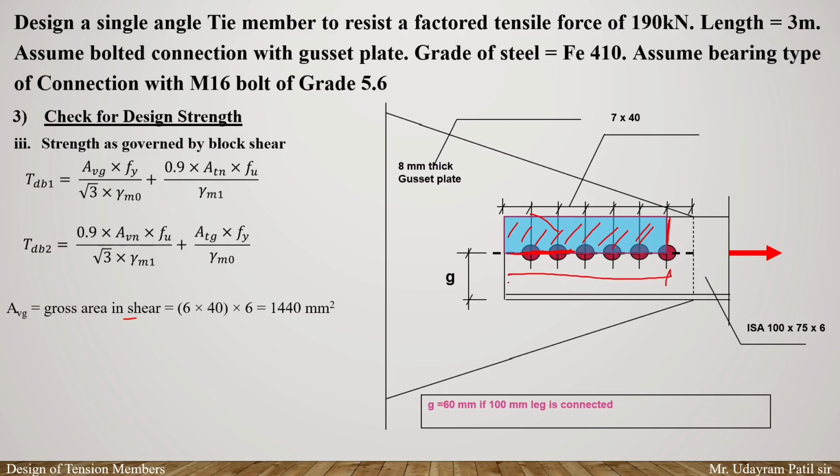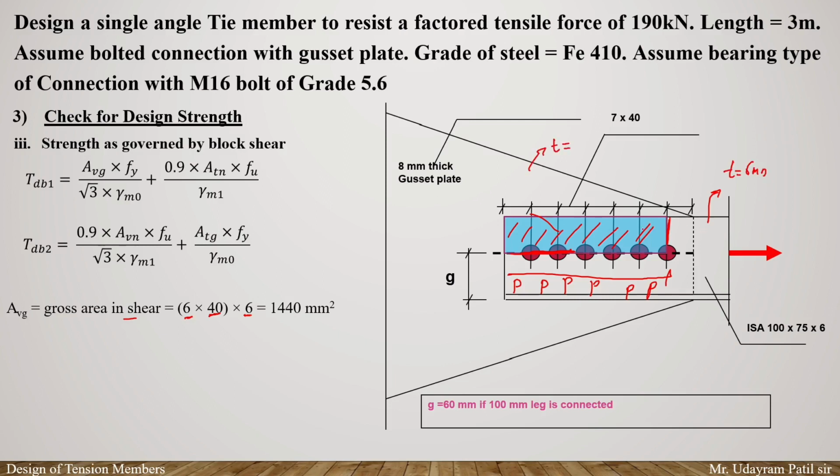So this particular length will be equal to, एक जो P है आपका 1, 2, 3, 4, 5 और 6. Total number of the P are 6. So 6 multiplied by P distance, कितना है 40. So 6 multiplied by 40 multiplied by thickness. अगेन यहाँ पे क्या है, आपका angle fail हो रहा है. Therefore we have to take the thickness of the angle, that is equal to 6 mm. If the gusset plate was failing, in that case we would have taken the thickness of the gusset plate. Here the angle is failing.